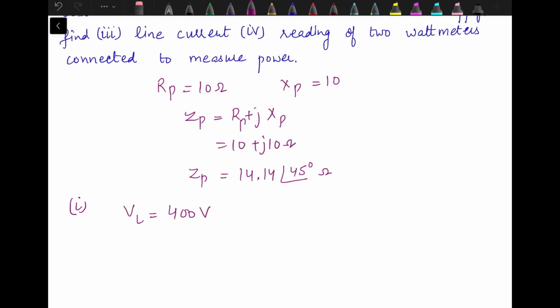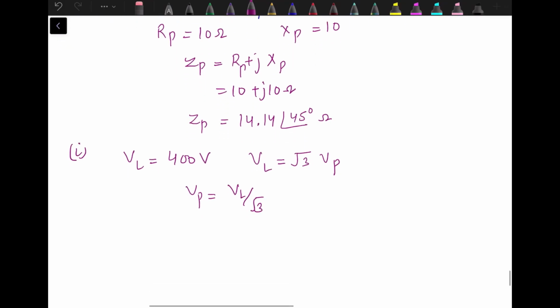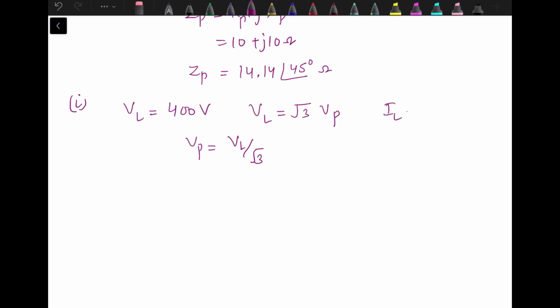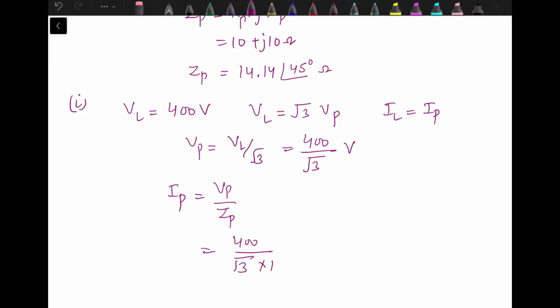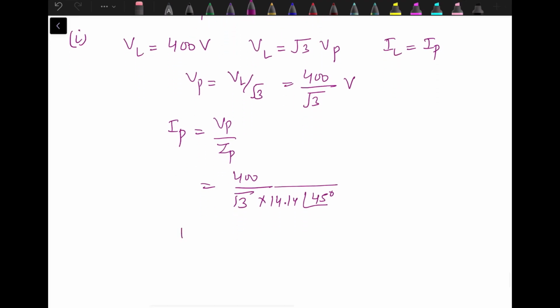So line voltage is 400 volts. In star connection, line voltage is equal to root 3 times Vp, or Vp is equal to VL by root 3. Since we are interested in calculating the line current, it is the same as phase current. So let's find out the phase current first, which is voltage upon phase impedance. Phase voltage is 400 by root 3 volts, impedance is 14.14 angle 45 degree. So this gives the value of Ip as 16.33 angle minus 45 degree ampere.